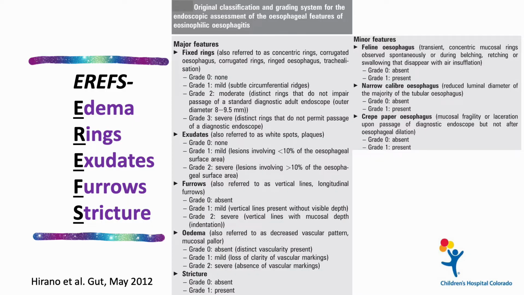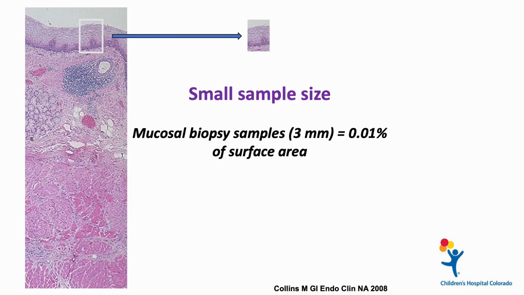Now, endoscopists use a scoring system called EREFS, which stands for edema, rings, exudates, furrows, and stricture, and that's what I just showed you in those previous slides. They grade each one and come up with a final score, and the higher the score, the more severe the findings. Now you have to remember that biopsies take only a small sample. It's only about 0.01% of the surface area of the esophagus, so you need to take a couple of samples distally, a couple in the mid-esophagus, and a couple proximally, or you might miss it.